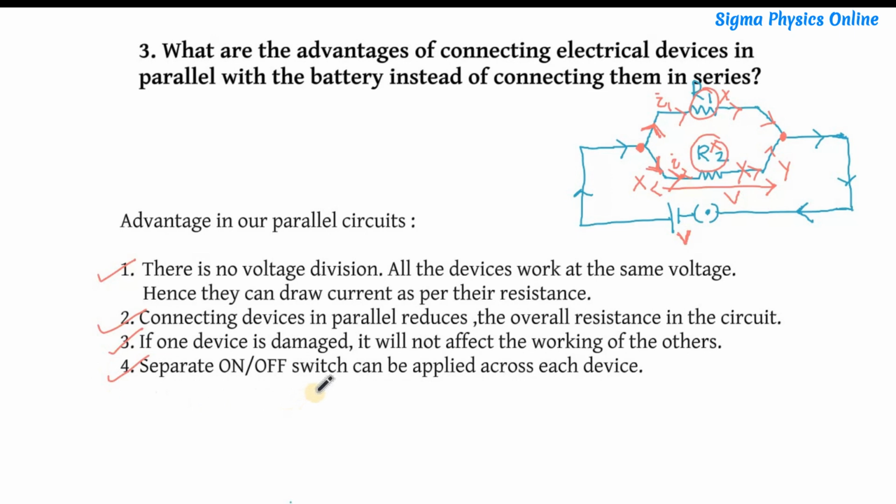The fourth one is a separate off-on switch can be applied across each device. Here you can put a separate switch and operate R1, and here you can put a separate switch and operate R2. So a separate off-on switch can be applied across each device. So I hope you have understood this. Let's now go over to the fourth question.